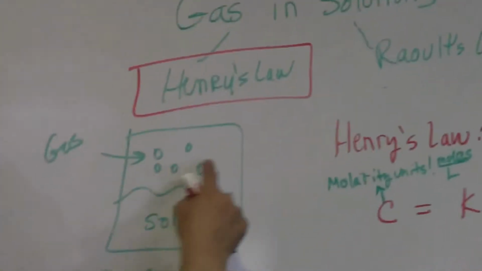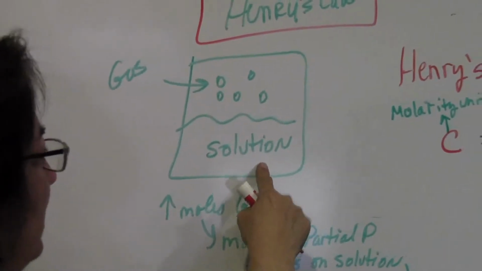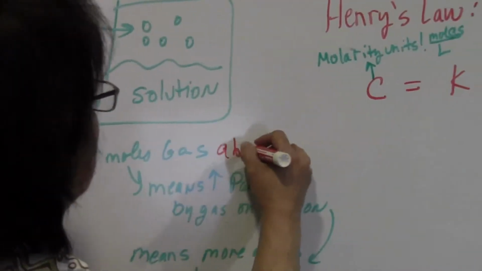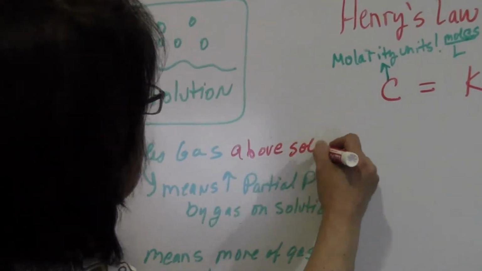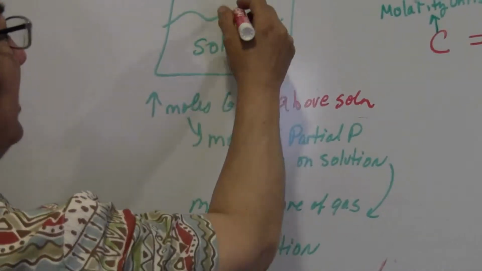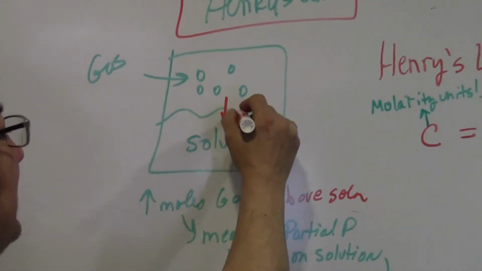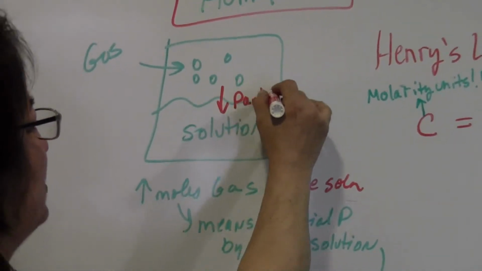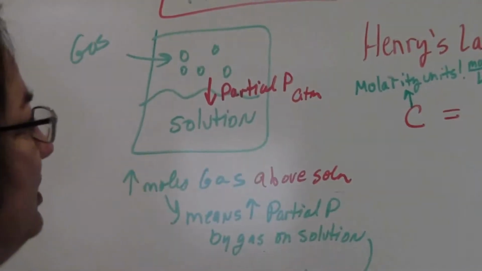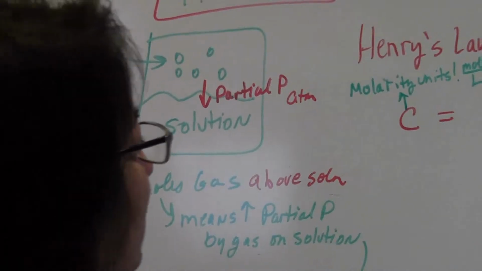In Henry's Law, you have a gas above a solution. The more gas you have above the solution, the more gas you're going to have in the solution, because the gas exerts a partial pressure in atmospheres down on the solution. Let's look at the formula.